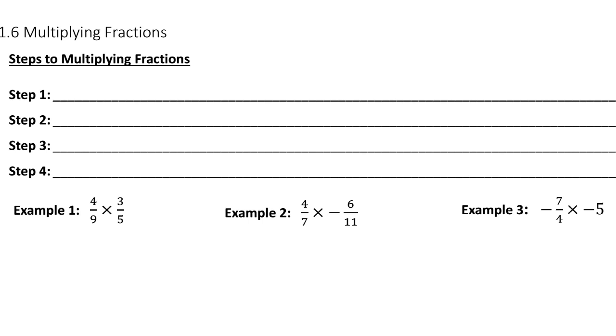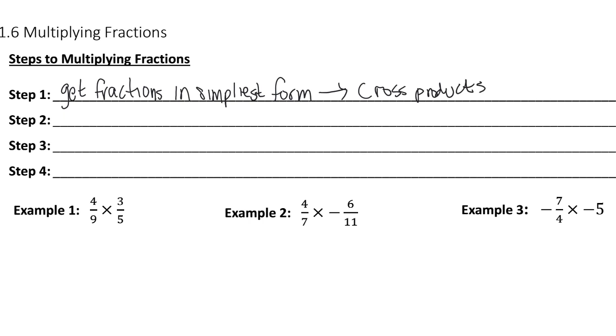Step one is make sure your fractions are in simplest form. So get fractions in simplest form. And this is what cross products really means. You want to get them into cross products. Okay. Cross products. And then we simply multiply straight across.